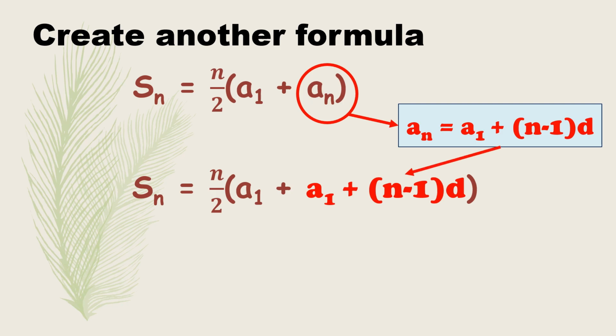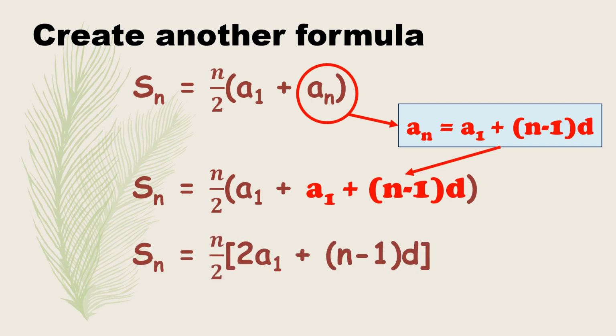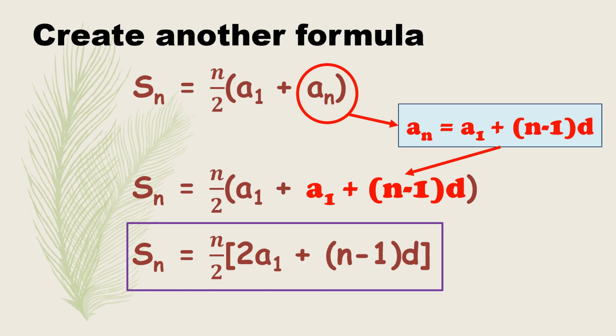This is the formula for a_n, a_1 + (n - 1)d, so we use it to replace a_n. Simplifying the formula, we will have S_n = n/2 times (2a_1 + (n - 1)d). So this will be our new formula for the arithmetic series.